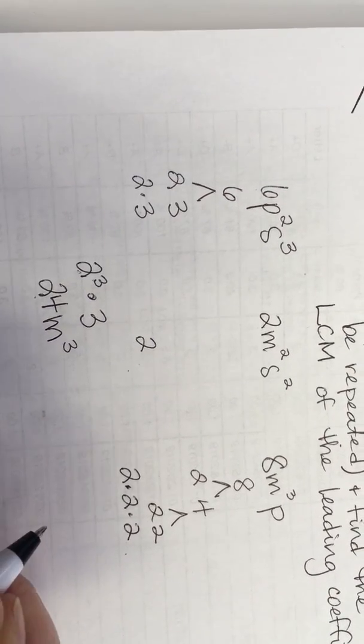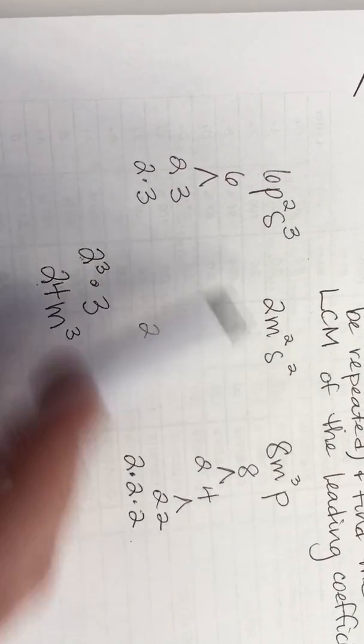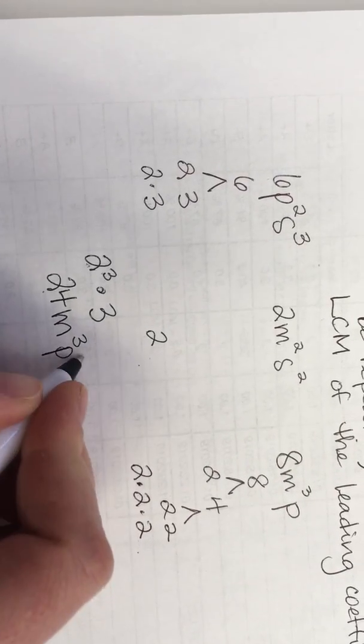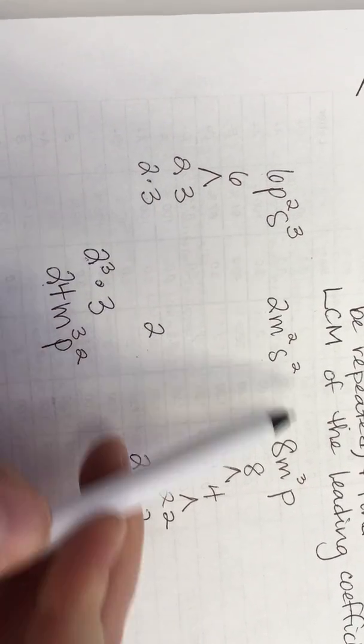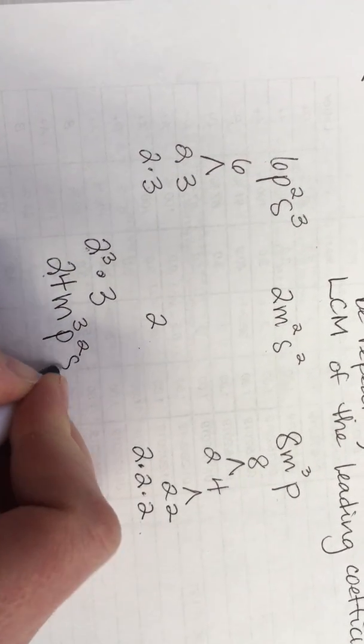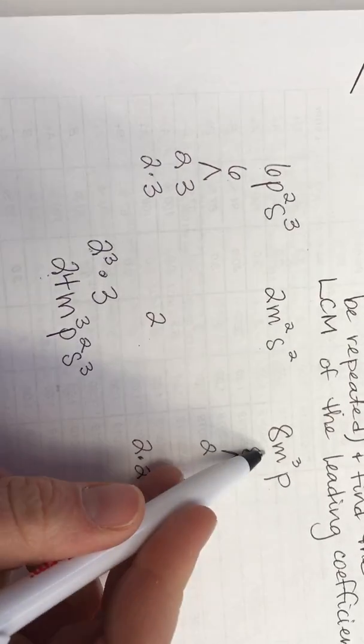Then I'm going to move on to P's. 2, none, 1. I'm going to take the most. Then I'm going to move on to S's. 3, 2, none. I'm going to take the most. There's my LCM out of all 3 of those terms.